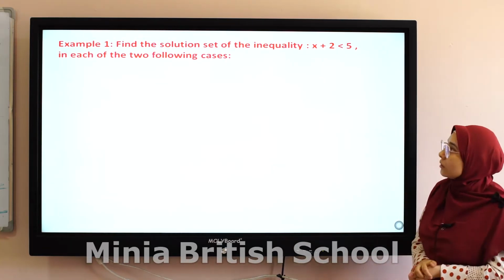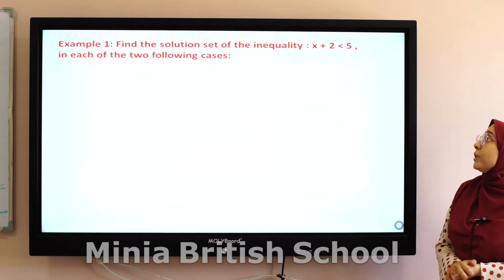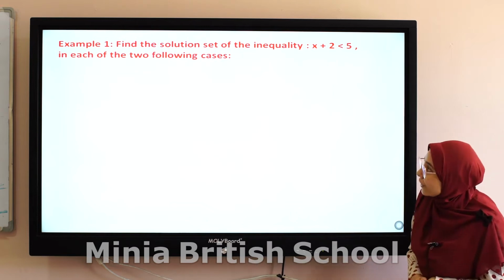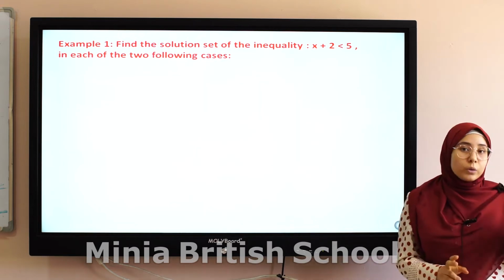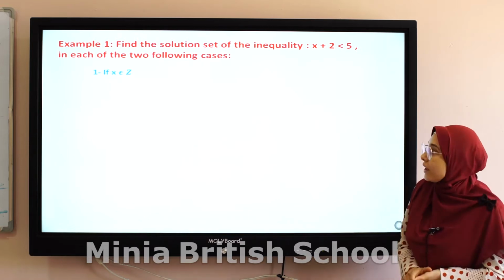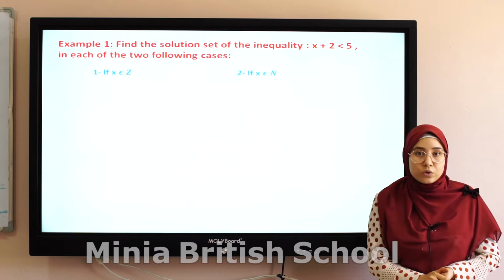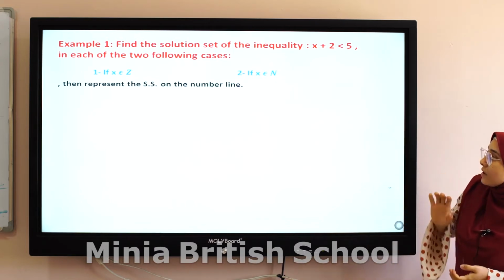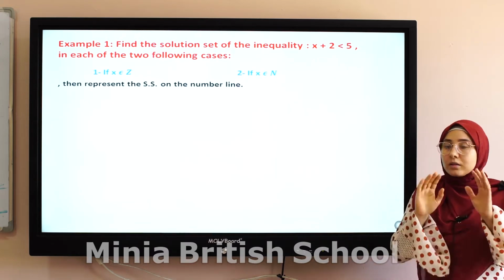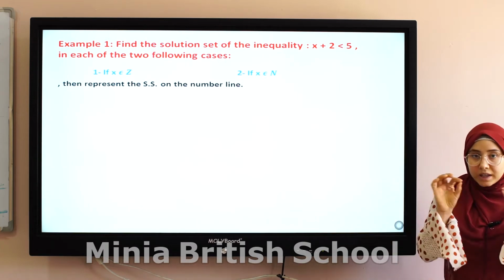Exercise number 1, find the solution set of the inequality x plus 2 less than 5 in each of the two following cases, okay? First, if x belongs to Z and second, if x belongs to the natural numbers. And then represent the solution set on the number line. Please don't forget it.